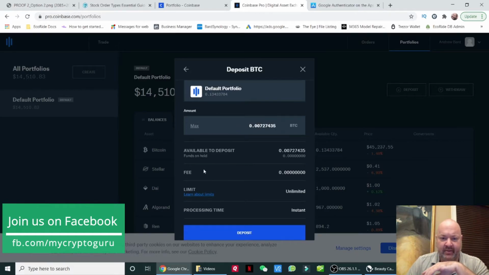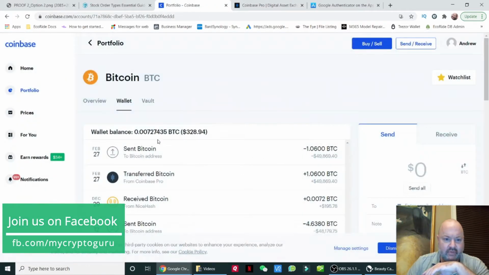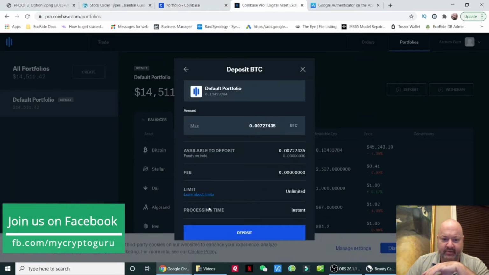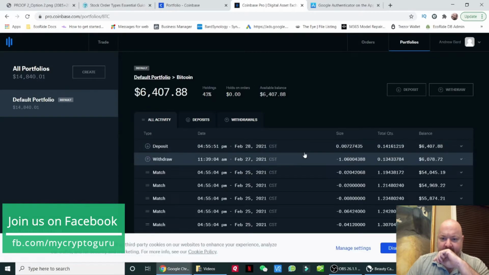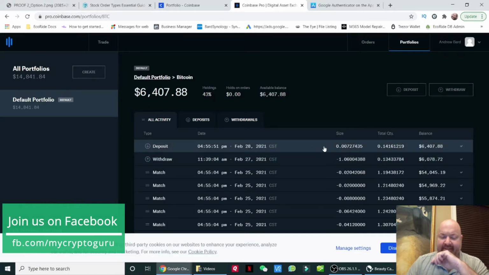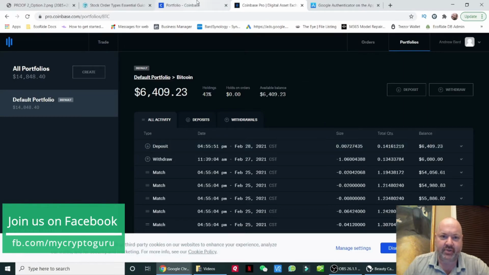Okay. And you can see over here 0.00727,435. There's no fees, so there's no loss. Okay? Deposit. You're going to see me immediately receive that because I stayed in the ecosystem. There's no 10-minute wait for a miner to confirm a block, et cetera. I'm staying within Coinbase. So they're just moving it from one account to the other inside of Coinbase. So it's an instantaneous free exchange. Okay? So that's how you move your cryptos from one to the other.